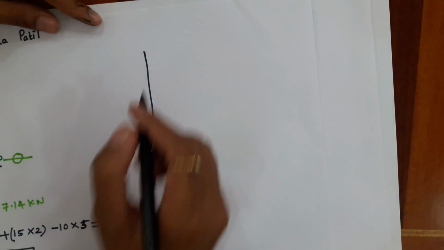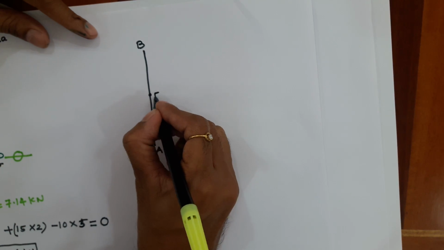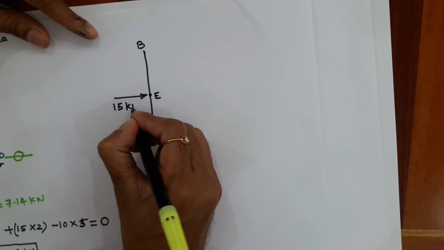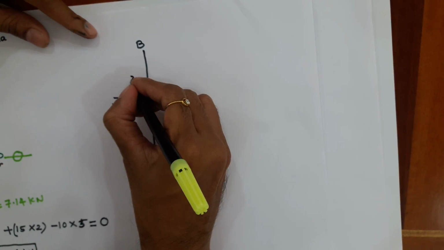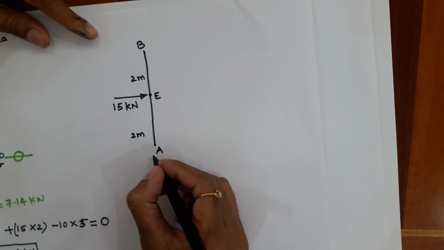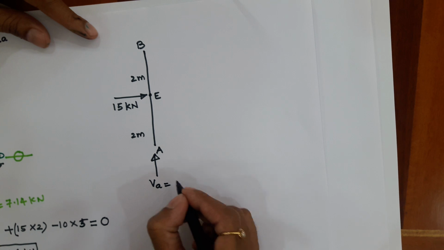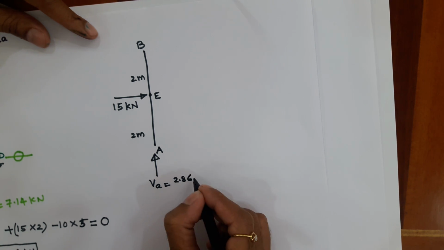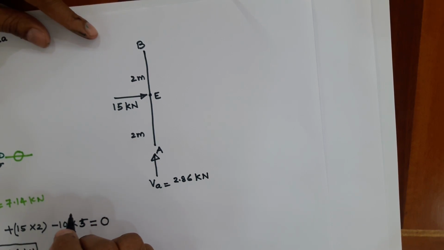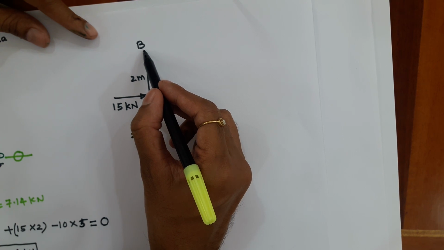This is A, this is B, center point is E, and this is 15 kilonewton, 2 meter, 2 meter. Already I know that reaction here VA is 2.86 kilonewton. Now I want to show the details at joint B.